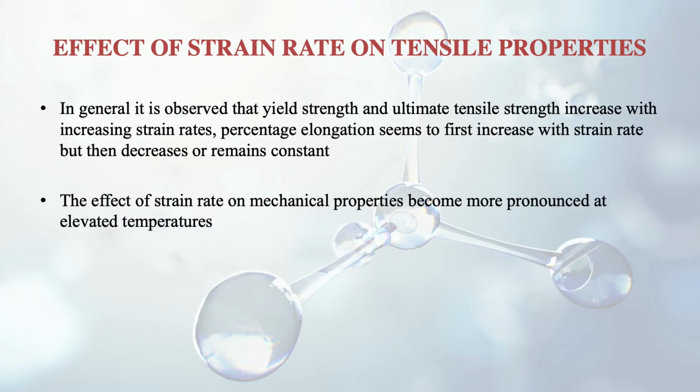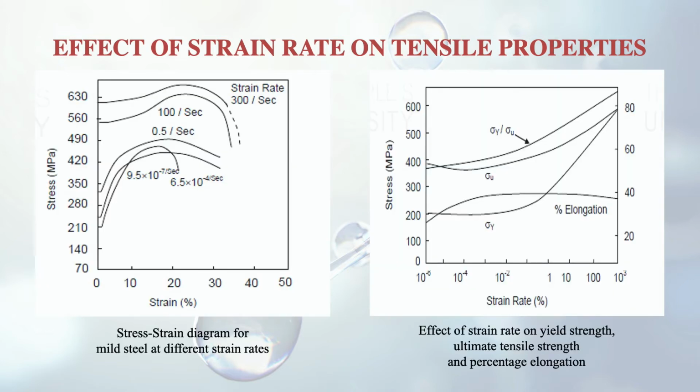Also, the percentage elongation seems to first increase with the strain rate but then decrease or remain constant. So in the second figure you can see here that the yield strength goes up very rapidly with increase in strain rate. Similarly, the ultimate tensile strength also goes up but not as rapidly as the yield strength, and the elongation goes up but then it becomes constant after a certain time.